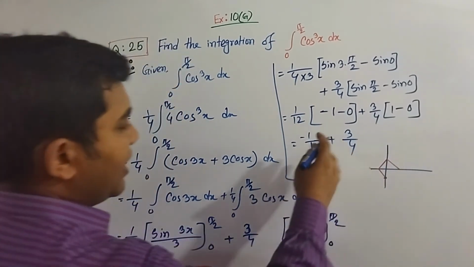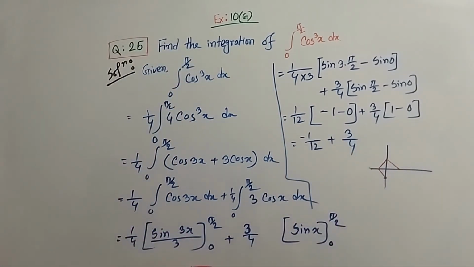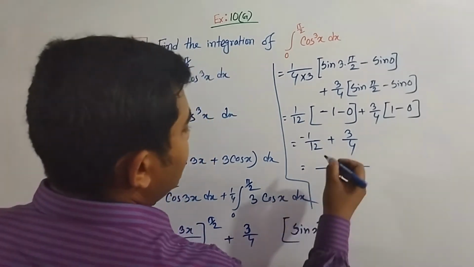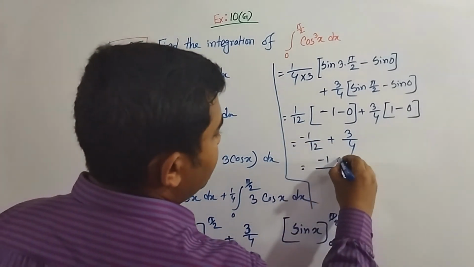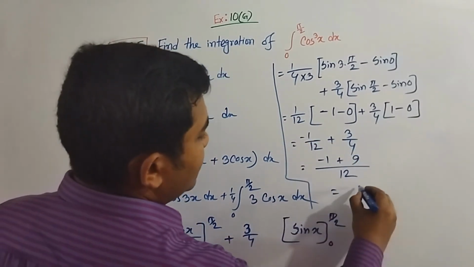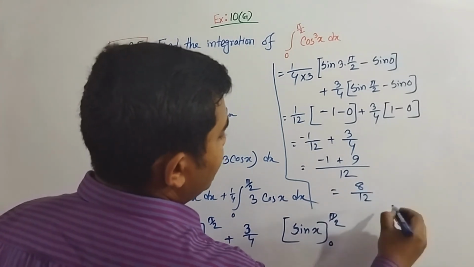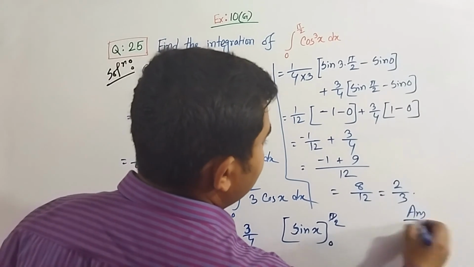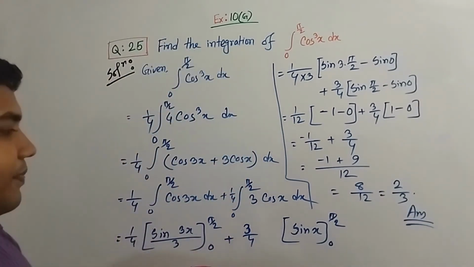So if we calculate this, what will we find? We will find that 12 is our LCM. It is minus 1 plus 9. So it should be 8 by 12. So we will get 2 divided by 3. So that's our required answer.